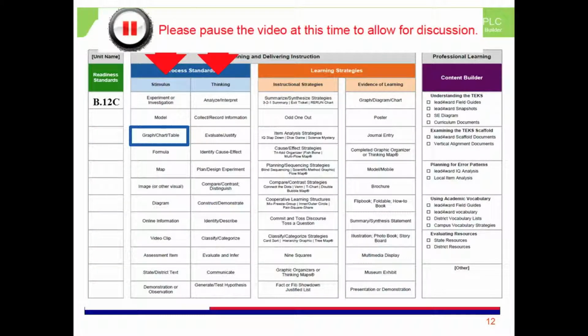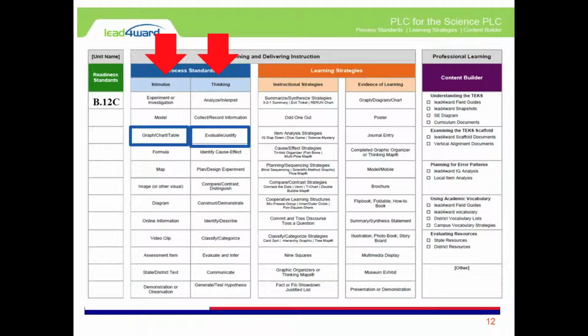As an example, I have selected the thinking strategies: evaluate, justify, classify, categorize, and communicate. From the instructional strategies column, we will demonstrate the 9 squares instructional strategy, which could be an example of a cooperative learning structure, an exit ticket, or a formative assessment. This is not an exhaustive list of all the instructional strategies. Please feel free to choose other high-yield instructional strategies. The next slides will demonstrate the 9 squares or magic square method.